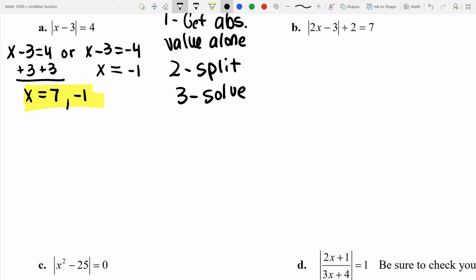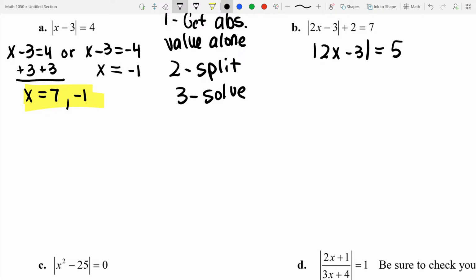Question B. Step 1, is my absolute value alone, yes or no? No. So tell me what to do. Shout it out. Get rid of the 2, right? So now we have the absolute value of 2x minus 3 is 7 subtract 2, which is 5.